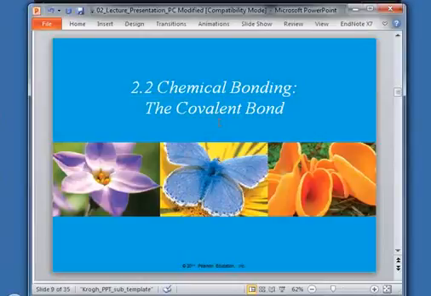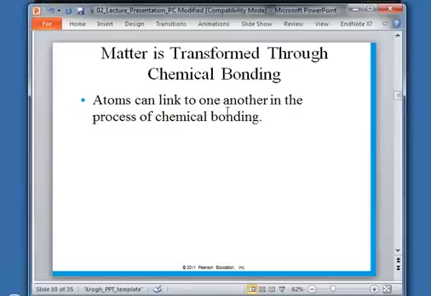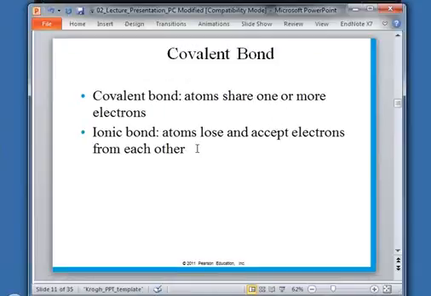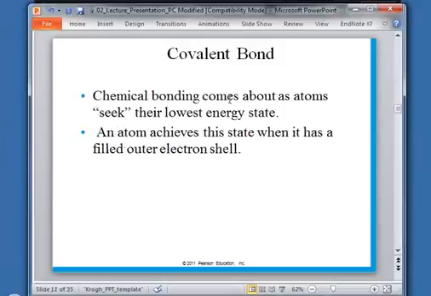Atoms of different molecules are going to interact with each other. And we're going to talk about this through the covalent bonding, and these atoms can link to one another in a process of chemical bonding. We have covalent bonds and ionic bonds. We're going to mostly concentrate on the covalent bond where they share electrons.